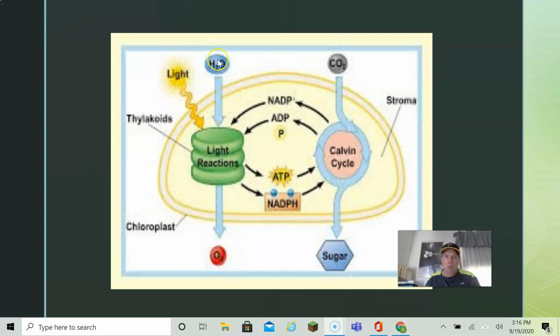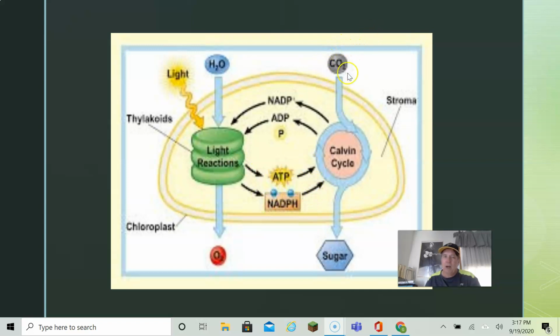And what comes out when the water and the light goes in the thylakoid? Oxygen. But something else also comes out, energy. And energy goes into this liquid part of the chloroplast. That's called the stroma. Okay, this is the stuff that's outside the thylakoid. Now, the energy goes out into the stroma.